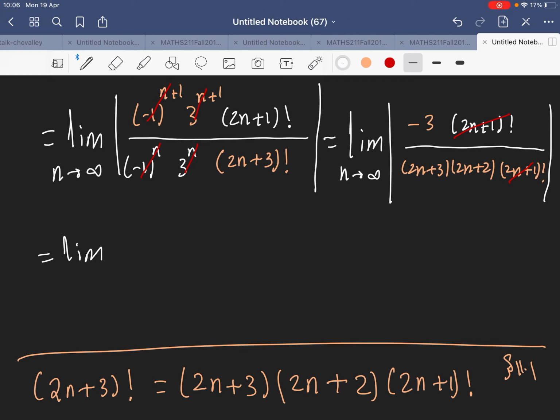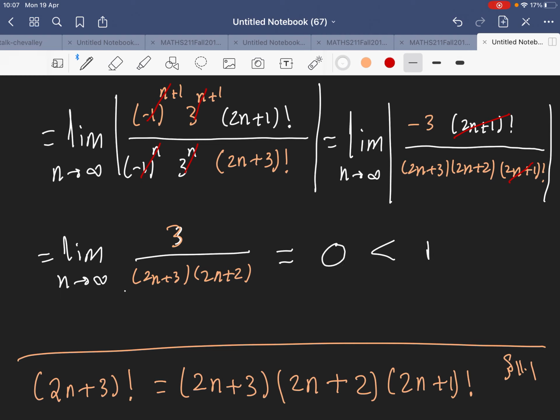I'll just take the limit n goes to infinity of having 3. I don't need the absolute value, it's already there. Actually, 3 is in orange here. 2n plus 3, 2n plus 2. And finally, the final answer is 3 over infinity, which is simply 0. Now remember, 0 is less than 1.